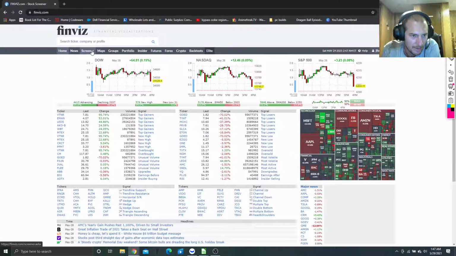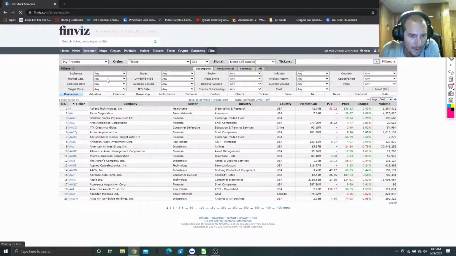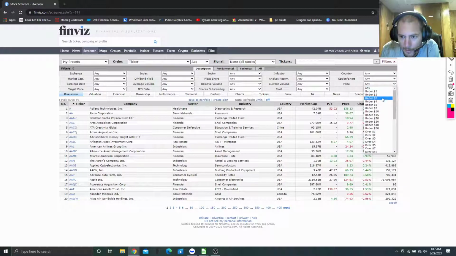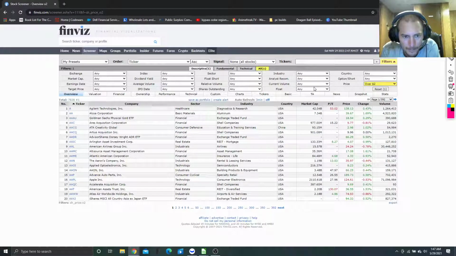So we're going to click on our screener here. You can see the top, and what we're looking for, descriptive, we want the price to be over $2. I don't want to trade anything under $2. Perfect. And that's really all we need in this descriptive tab here.